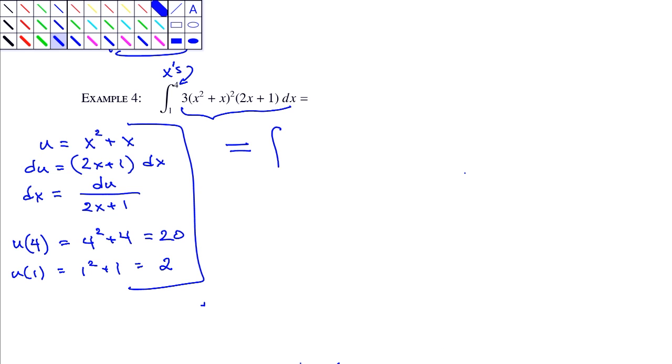So now we have the definite integral, not from 1 to 4, but from 2 to 20, because we have replaced the limits of integration with u limits and not x limits. We have 3. We have u squared. We have 2x plus 1 times du over 2x plus 1.